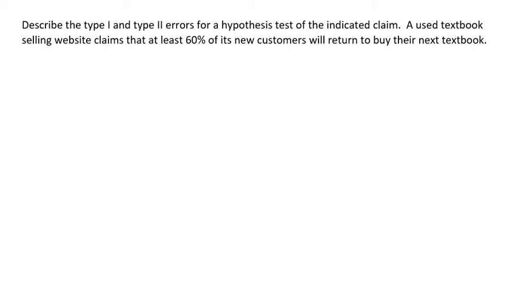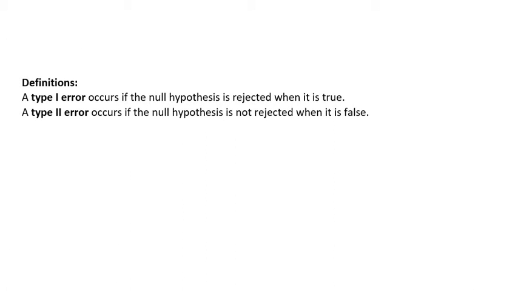In this next example, we're talking about type 1 and type 2 errors. Describe the type 1 and type 2 errors for a hypothesis test of the indicated claim. A used textbook selling website claims that at least 60% of its new customers will return to buy their next textbook. Let's quickly look at some definitions of type 1 and type 2 errors. A type 1 error occurs if the null hypothesis is rejected when it is true. A type 2 error occurs if the null hypothesis is not rejected when it is false.